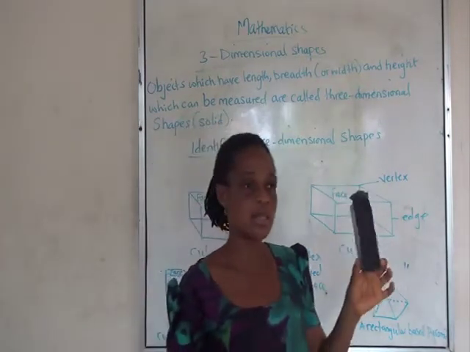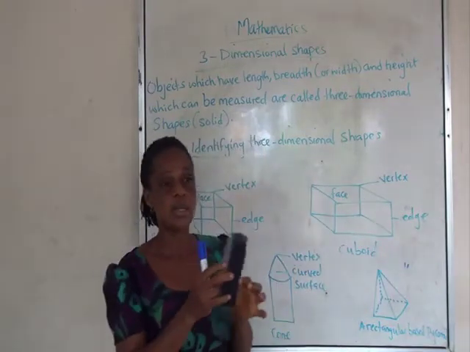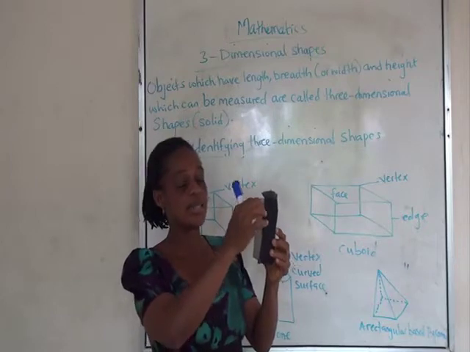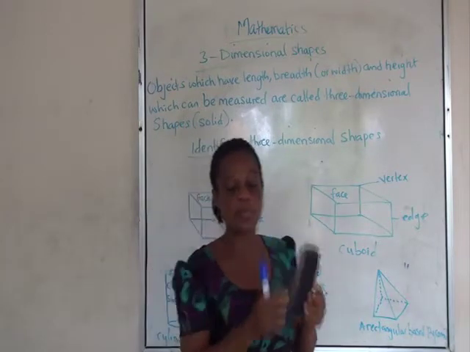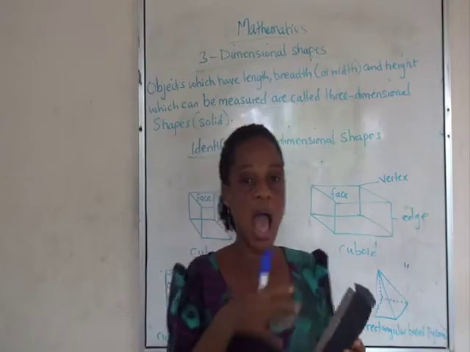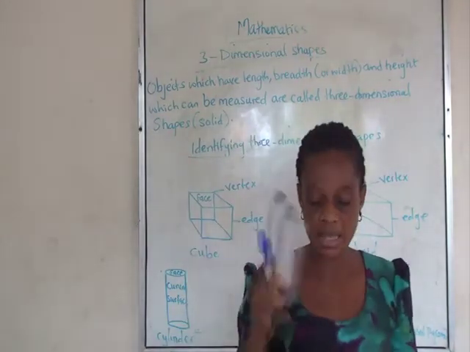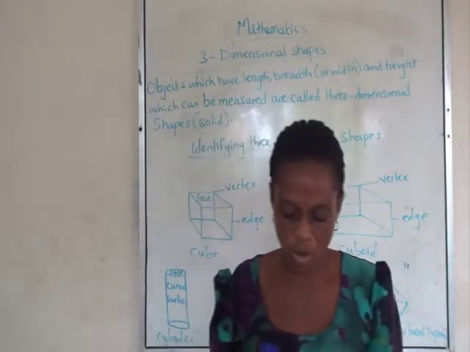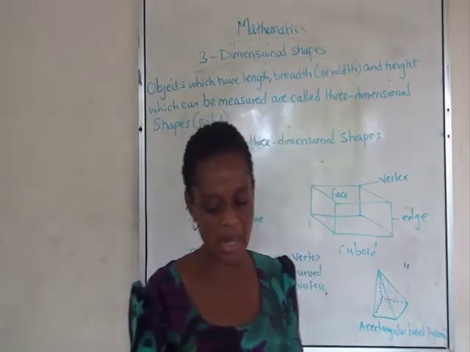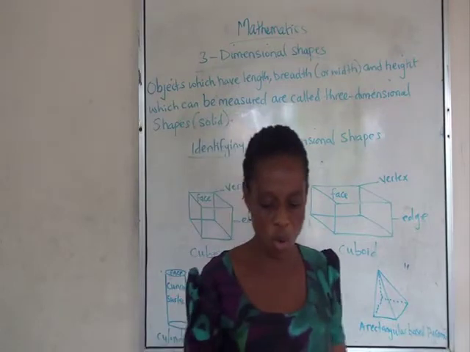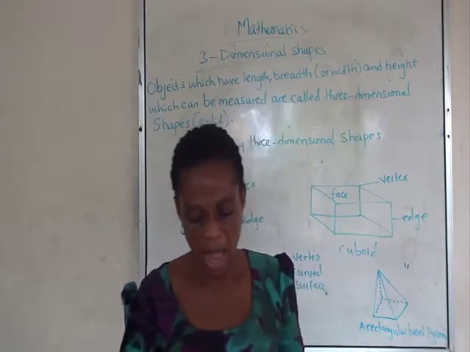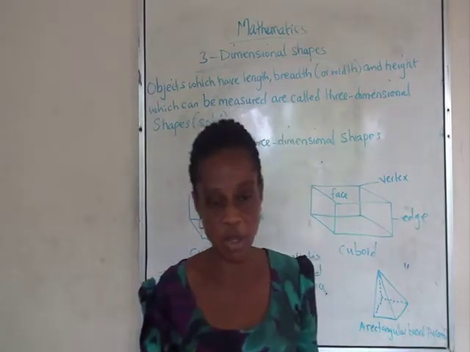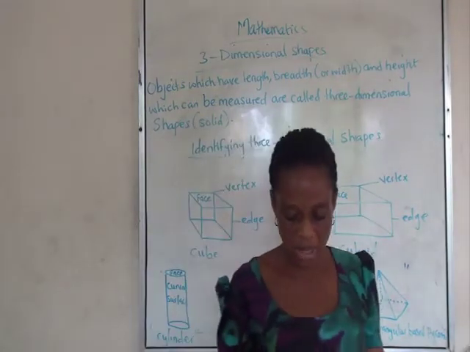Example, this is a cuboid. It has three dimensions. It has the length, the height, and the breadth. The breadth talks about the deepness, how deep that object is. We want to identify these three-dimensional shapes. Objects in the classroom or at home that can be touched and played with every day are three-dimensional shapes. What are those objects?